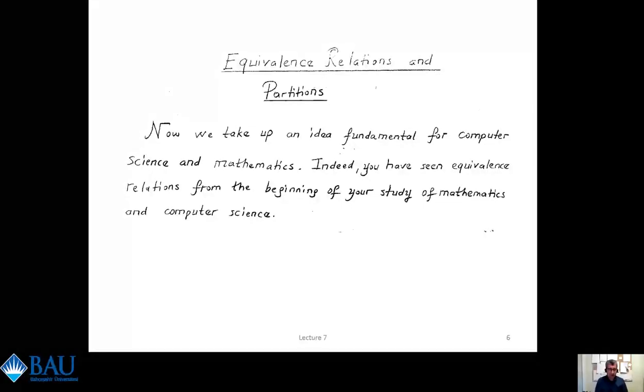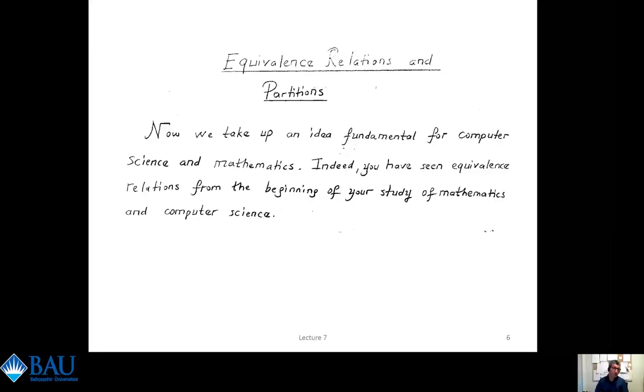Since we have a really huge number of relations, just imagine this. In one set, if you have 5 elements, in A cross A we will have 25 elements. How many relations can you define on it? The number of relations is 2 to the power 25. It's a really huge number. If you have just 5 elements in one set, you can define this many different relations.